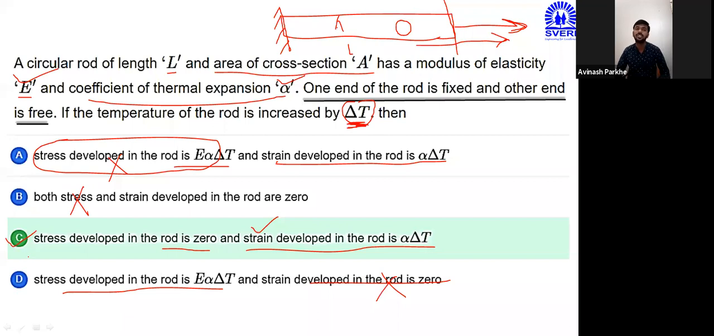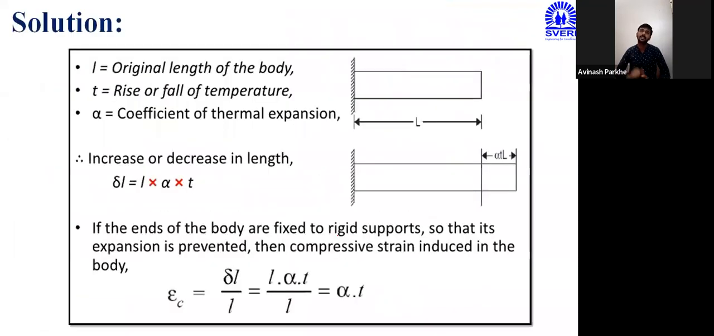But the option C will be correct. Why? Stress developed is equal to 0 and strain developed in the rod is equal to alpha into delta T. Therefore, third option will be correct. And for that purpose, the conditions I have given are just for your understanding. This is the deformation alpha into delta T into L. Sometimes the delta T can be indicated by the small t, sometimes by capital T, or sometimes by the delta. If you look at here, the strain developed in the rod is given as alpha into delta T.